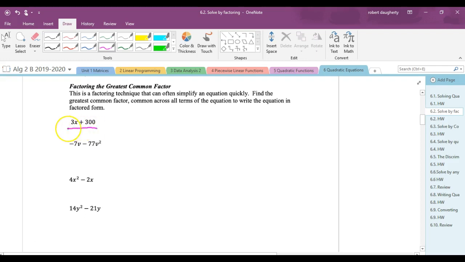So what do these two things have in common? 3. So this is 3 times what? X plus 100. That's factoring out the greatest common factor there. What do the next ones have in common?